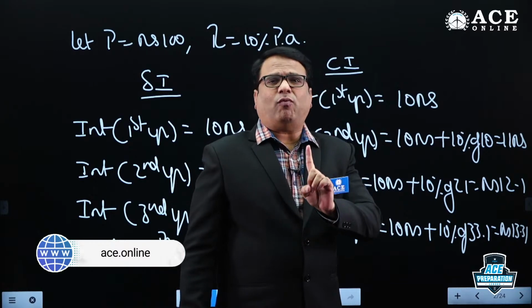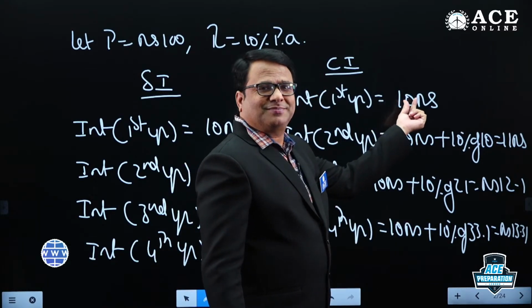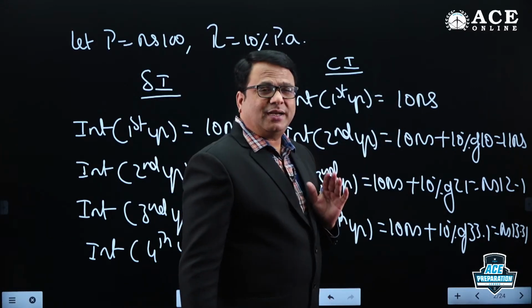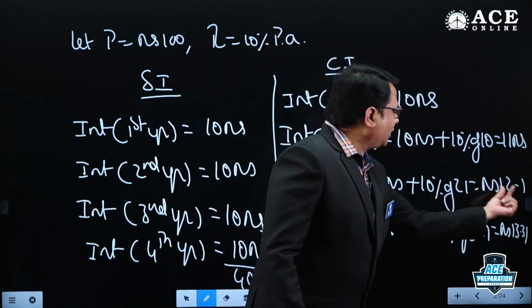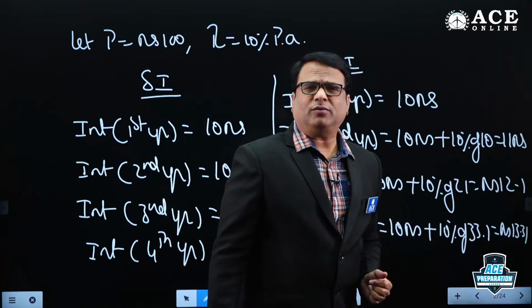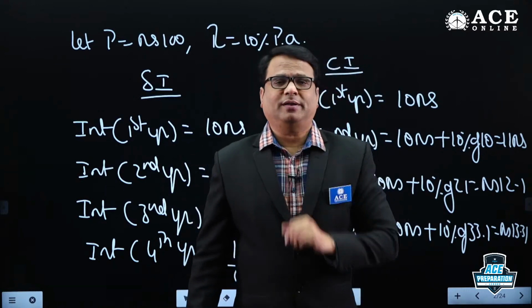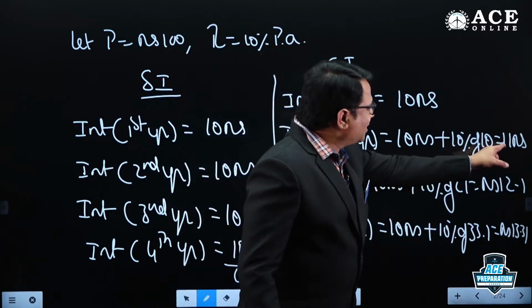And that difference of 1 rupee is interest on this 10 rupees. Okay? Now, what is second year interest? 11 rupees. What is third year interest? 12.1. Second year interest 11 rupees, third year interest 12.1. What is the difference? 1.1. And what is that 1.1? 1.1 is interest on this 11 rupees.